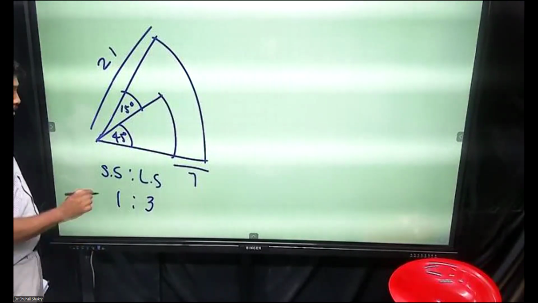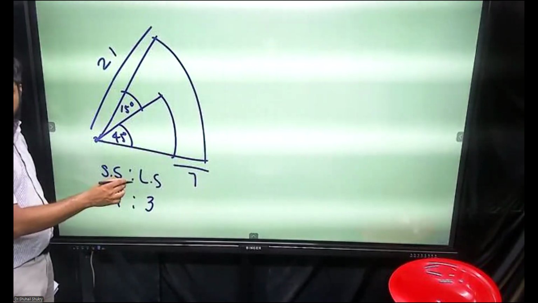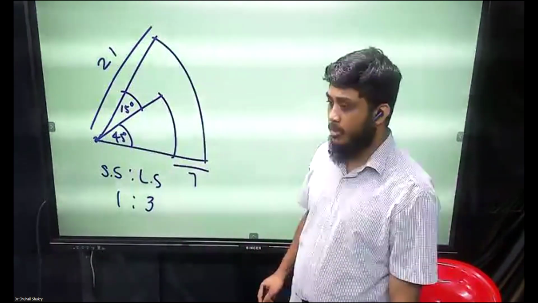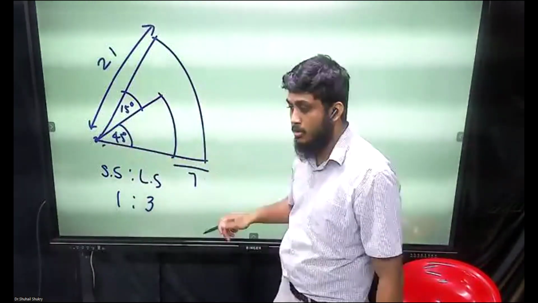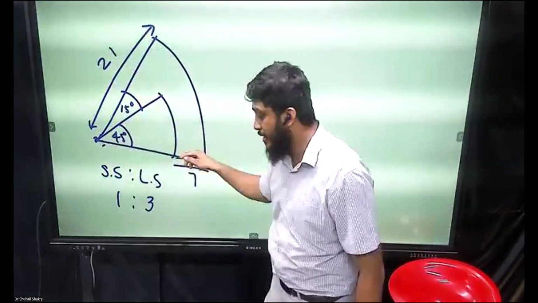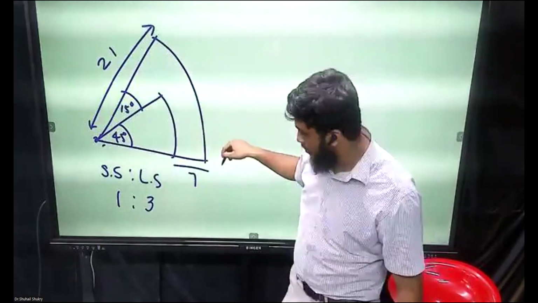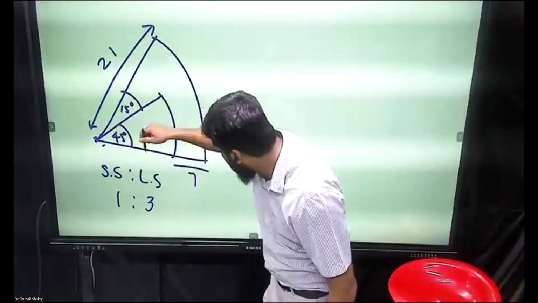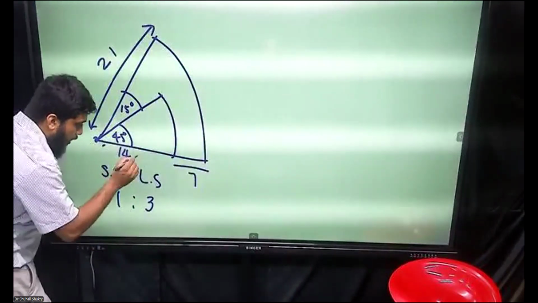So first of all, tell me, what is the length of the radius of the smaller sector? We don't know the radius of the smaller sector, so tell me how to get it. From here to here, how much? 21. Then from here to here, how much? 21. Like this is a sector, so this is a radius, and this also should be a radius. So this is 21, which means this one also should be how much? 21. Then here to here is 21, and if this is 7, then how much is here to here? 14. Because 14 plus 7 gives 21, right?